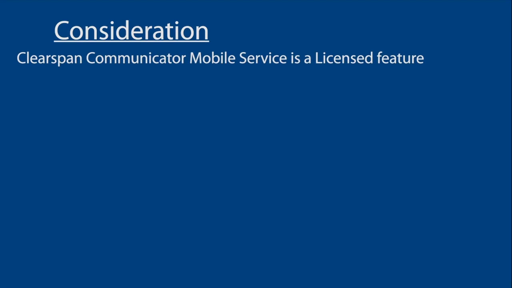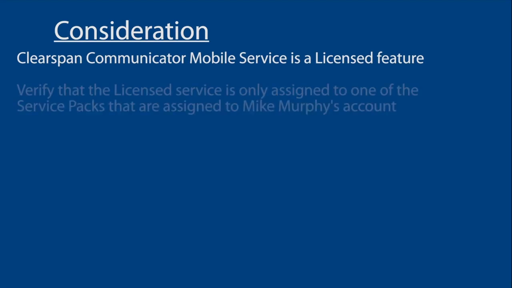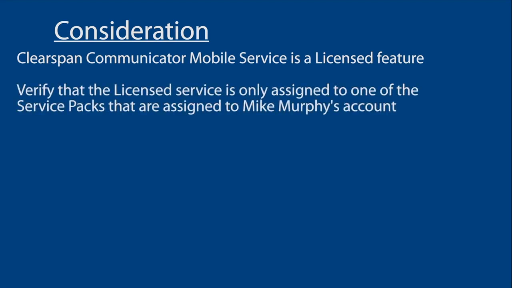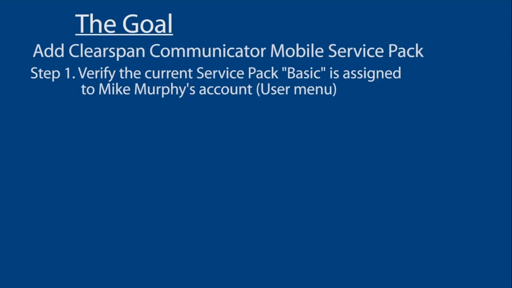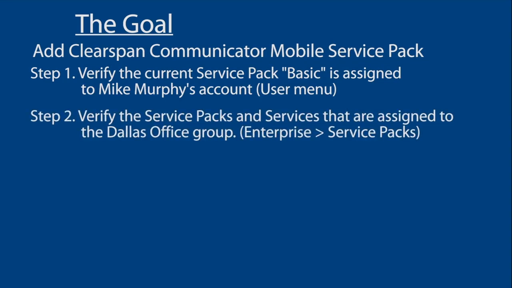So let's make a list of things we need to consider and do. ClearSpan Communicator mobile service is a licensed feature. So we want to make sure this service is only assigned to one service pack that will be assigned to Mike. That way Mike will only be using one license. We will need to verify Mike's current service pack, which is currently set to Basic. We will look that up in the User menu. Then we will go to the Service Packs menu.